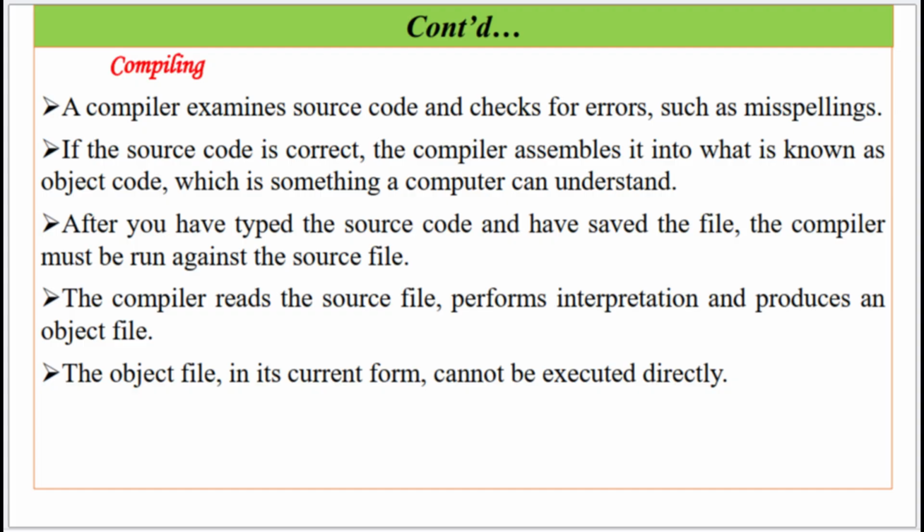Compiling. A compiler examines your C++ code and checks for errors such as misspellings. If your C++ code is correct, the compiler assembles it into what is known as object code, which is something a computer can understand. After you have typed in your C++ code and saved it to a file, the compiler must be run against the source file. The compiler reads the source file, performs interpretation and produces an object file. The object file in its current form cannot be executed directly.